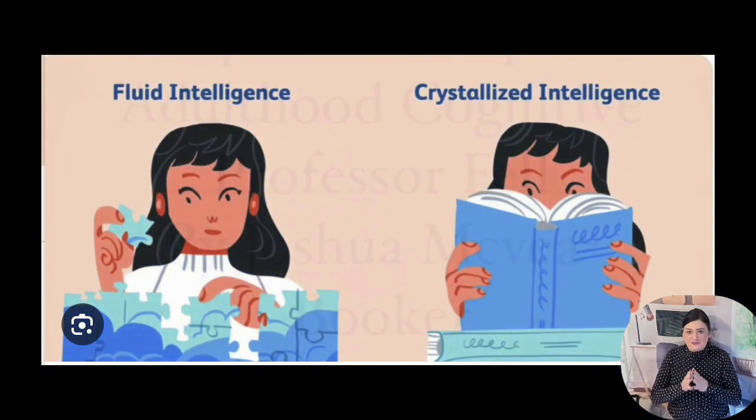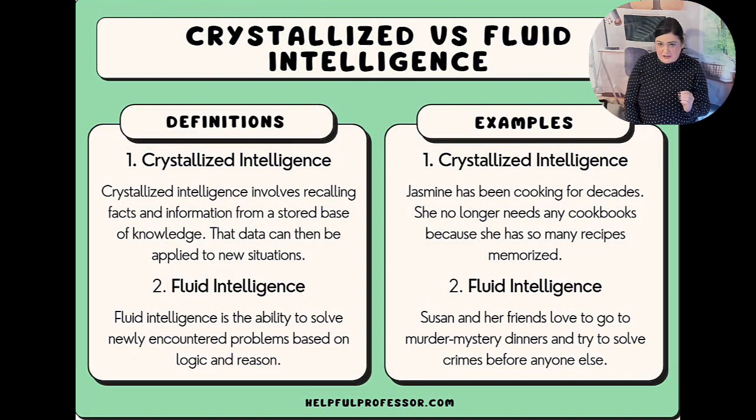So is intelligence fixed or does it change? And it kind of depends here on the two different types of intelligence that we'll be talking about. Okay, so fluid intelligence reflects information processing capabilities and reasoning and memory. Fluid intelligence tends to decline as we age because this is your ability to process new information.